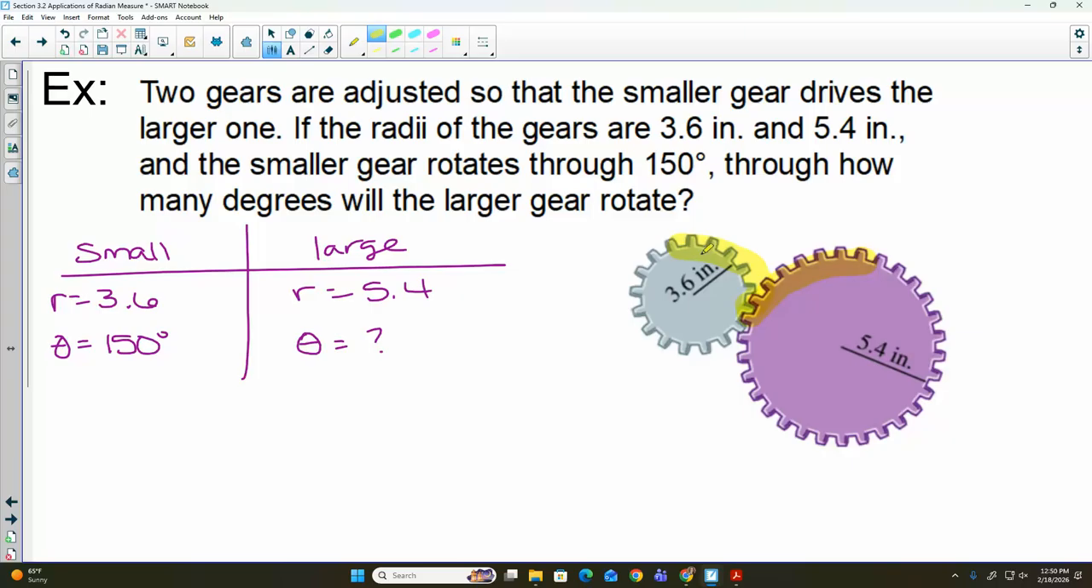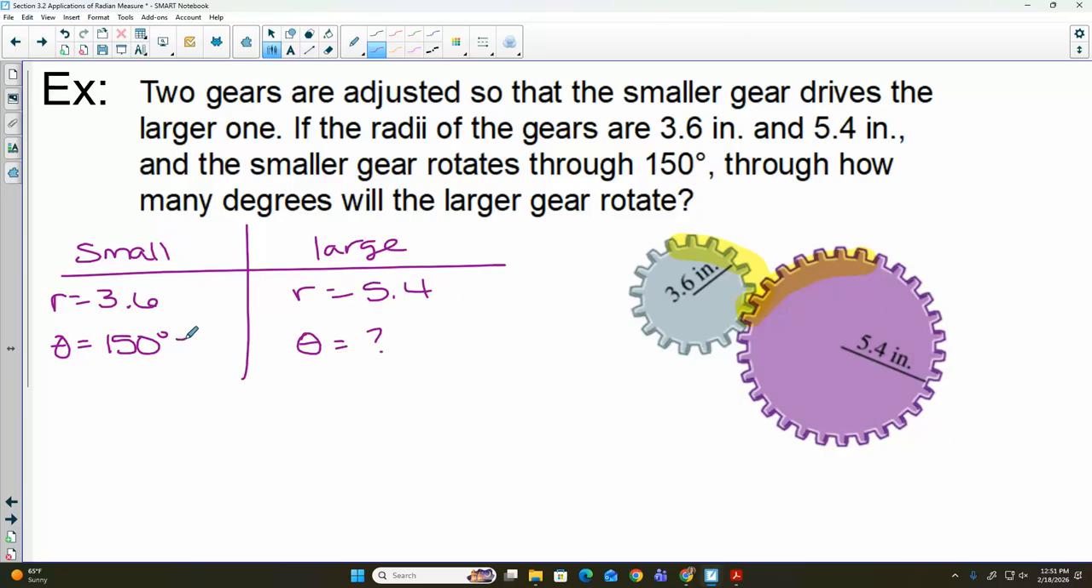What other variable have we been talking about? The sector that's moving. The arc length. If you think about the distance on the outside of the circle, they spin by touching each other, right? So the distance the first one spins has to be the same as the distance the second one does. I don't have that much information about my large gear right now, but could I find the arc length in my small gear? Yeah. First, I need to know my angle.